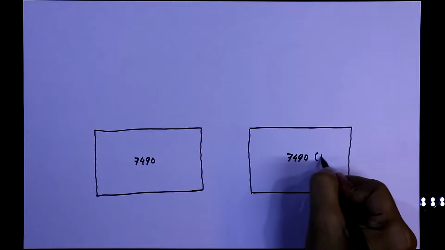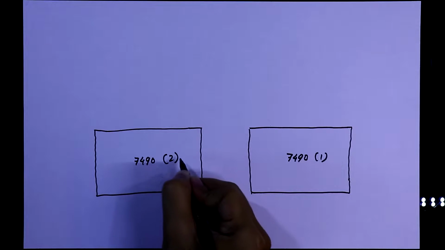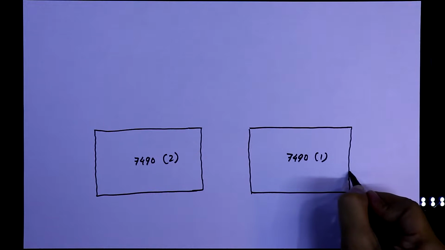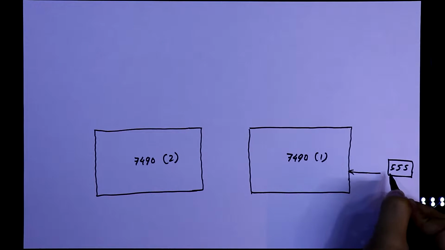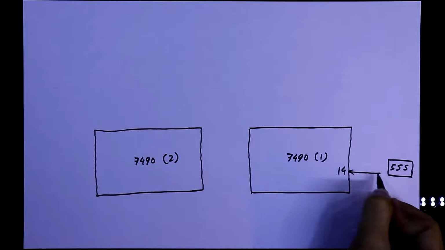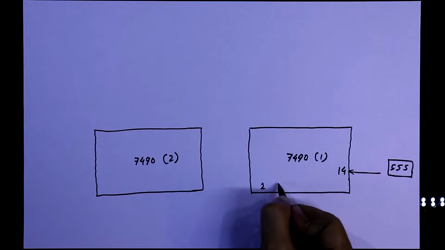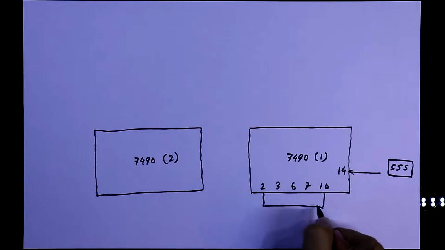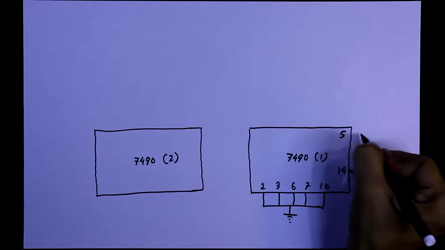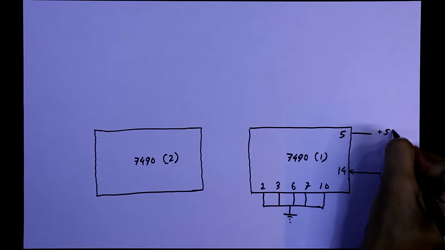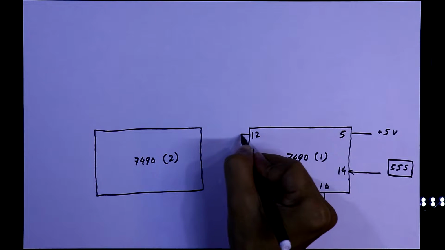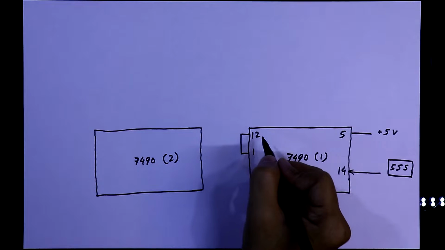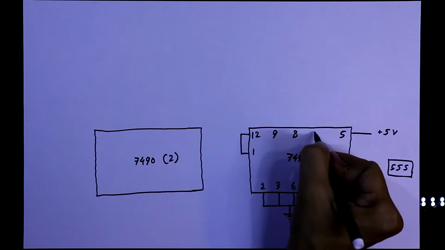It is IC1, IC2. We'll provide the clock pulse from 555 IC. This IC should be connected in astable mode. So the clock pulse will be connected to pin number 14. This pin is connected to the ground. Pin number 5 will be connected to the plus 5 volt, and pin number 1 and 12, these two will be connected together. The output pins are pin number 12, 9, 8 and 11.